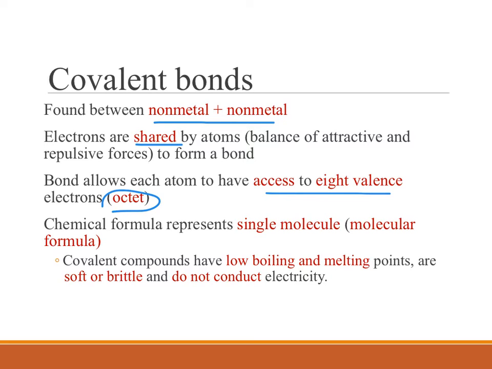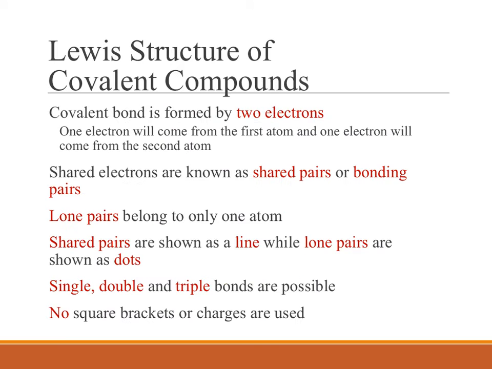And the chemical formulas for covalent molecules represent a single molecule. They can also be known as the molecular formula. So unlike ionic compounds, with covalent compounds you get a molecule that stands alone. Covalent compounds have low boiling and melting points, and many common covalent compounds are gases at room temperature here on Earth. They typically are soft or brittle in the solid form, and they also do not conduct electricity particularly well, so they serve as insulators, not conductors.